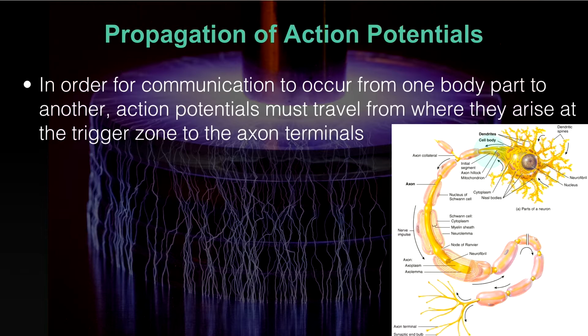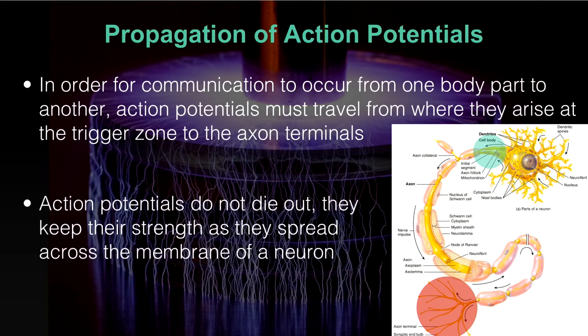So we have to get from the trigger zone here all the way to the axon terminals in one neuron, and then we do that over and over again for every subsequent neuron in the loop or in the circuit. And we'll talk about circuits coming up. Now luckily, unlike graded potentials, we've talked about action potentials being all or nothing. They are on or they're off.